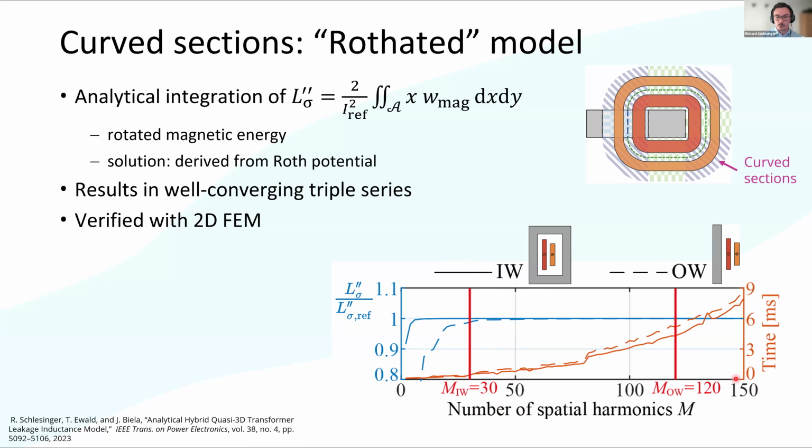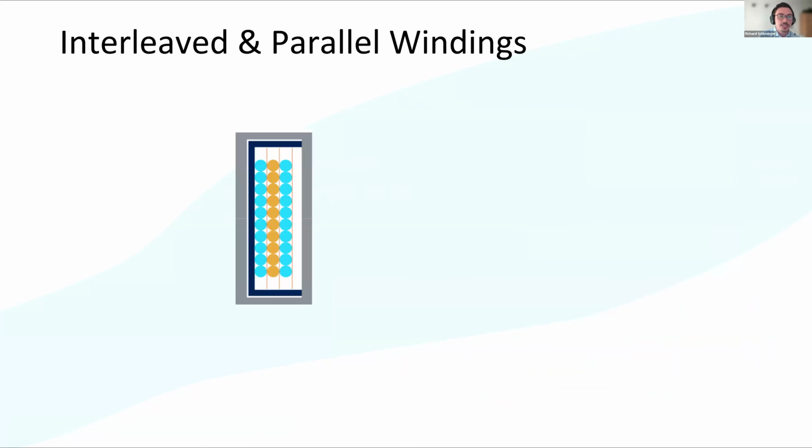And 30 and 120 for inside window and outside window are quite solid choices for that. Okay, now the adaptation to interleaved and parallel windings. The good thing about Rho's model and the potential vector of Rho is that you calculate the Fourier coefficients of each winding separately, and in the end, you just sum all of that up. It's possible to sum that up because the magnetic field is linear.